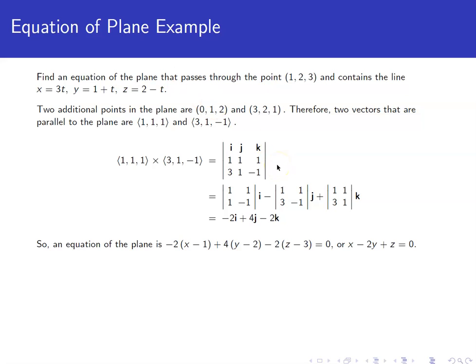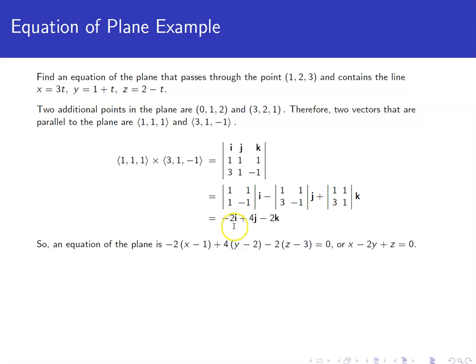Now that I've got those two vectors that are parallel to the plane, I can take their cross product and that'll give me the normal direction. Here's our determinant that we use to find the cross product of the two vectors. Here's our expansion along the first row of that matrix. And here is the cross product.